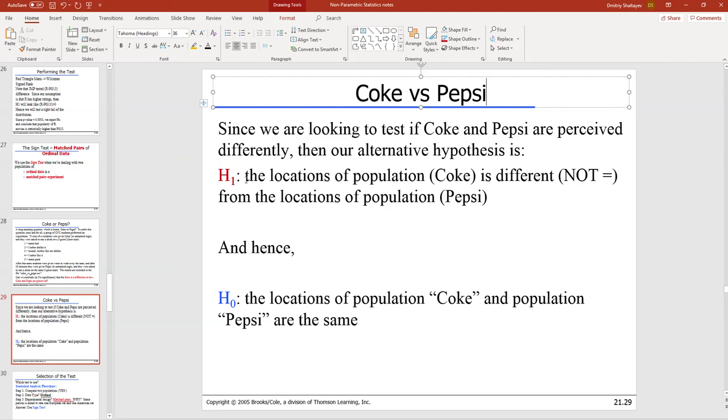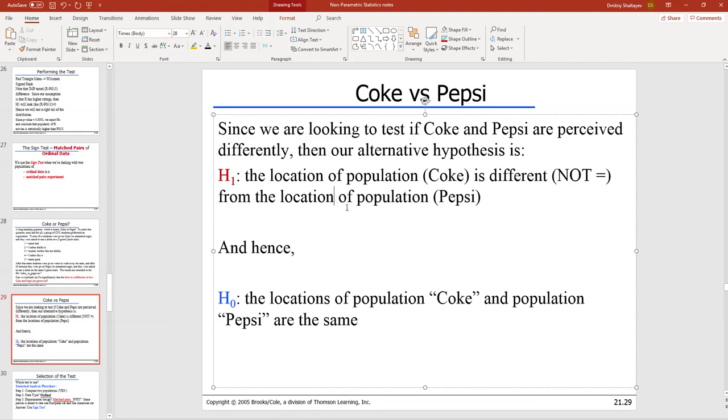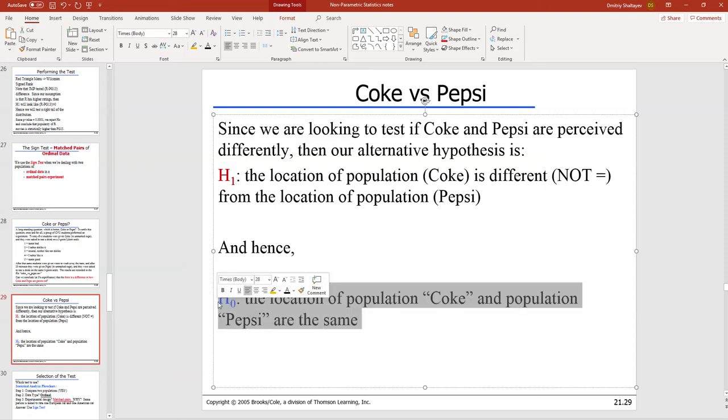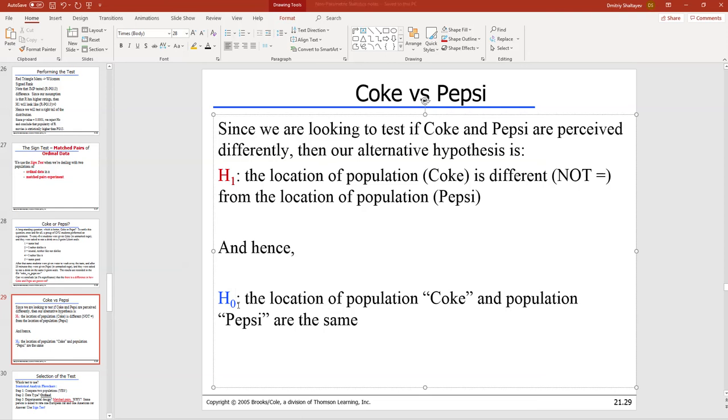Okay, so therefore I have to formulate my hypothesis in terms of locations, right? Since I'm testing if Coke and Pepsi are perceived differently, my alternative becomes that the location of population Coke is different from the location of population Pepsi. In other words, if the distributions of responses for Coke and for Pepsi are not looking the same, that would indicate that there is a difference between them. So the null tells me that no, they're not different, they're the same. The location of population Coke and population Pepsi are the same, so both drinks are perceived by people just the same.